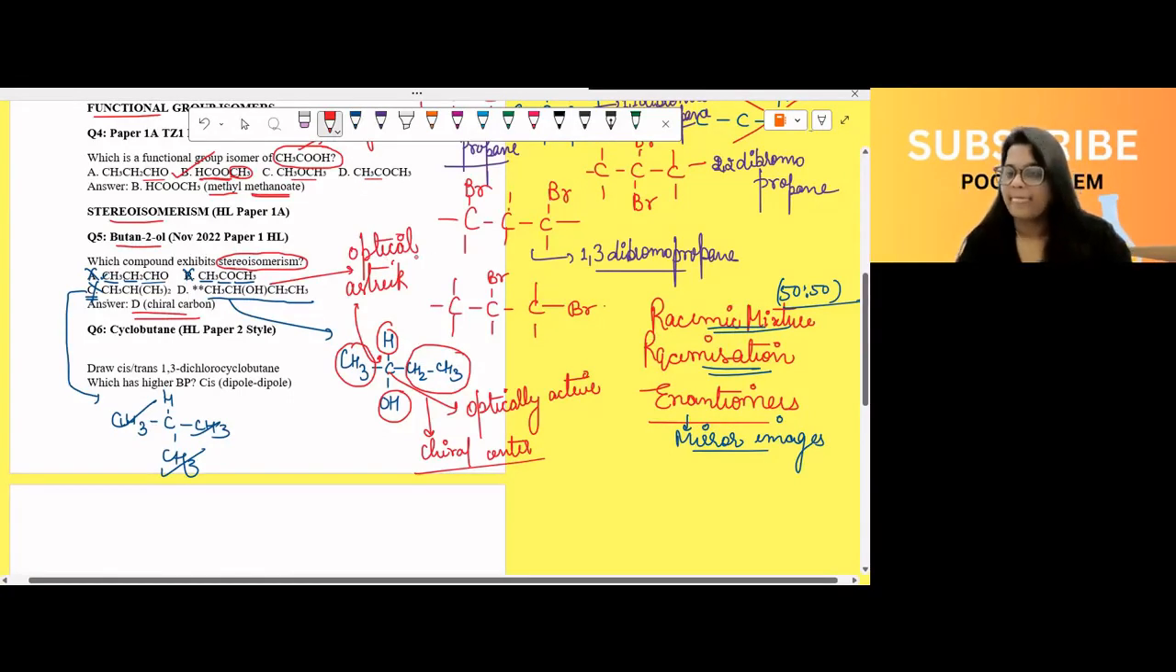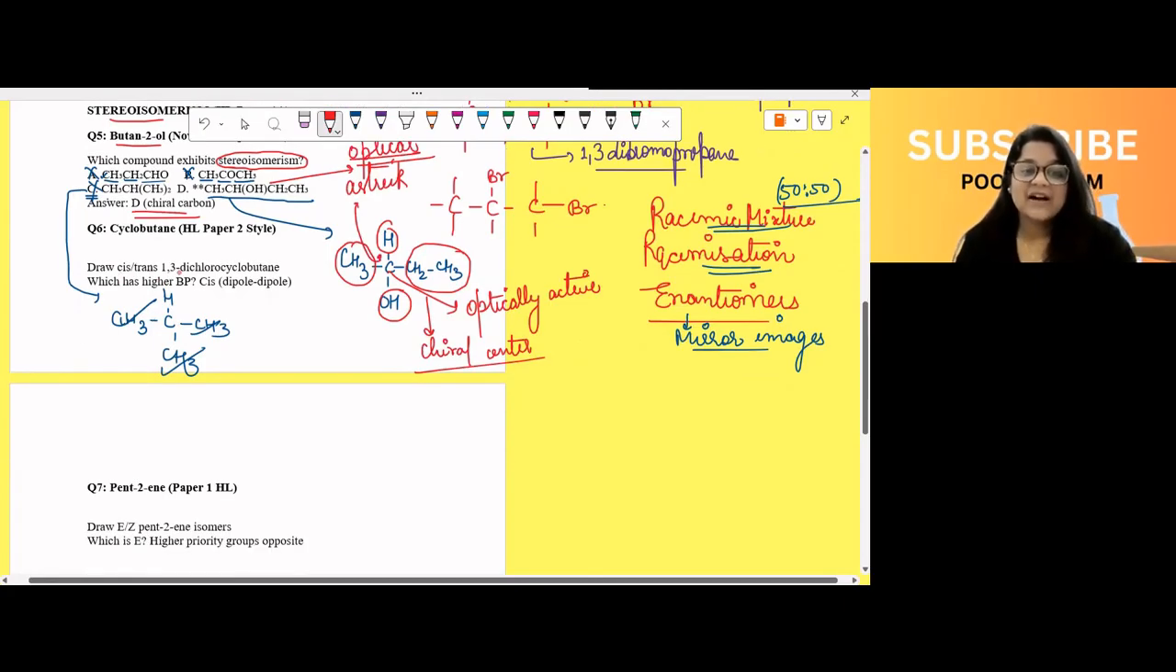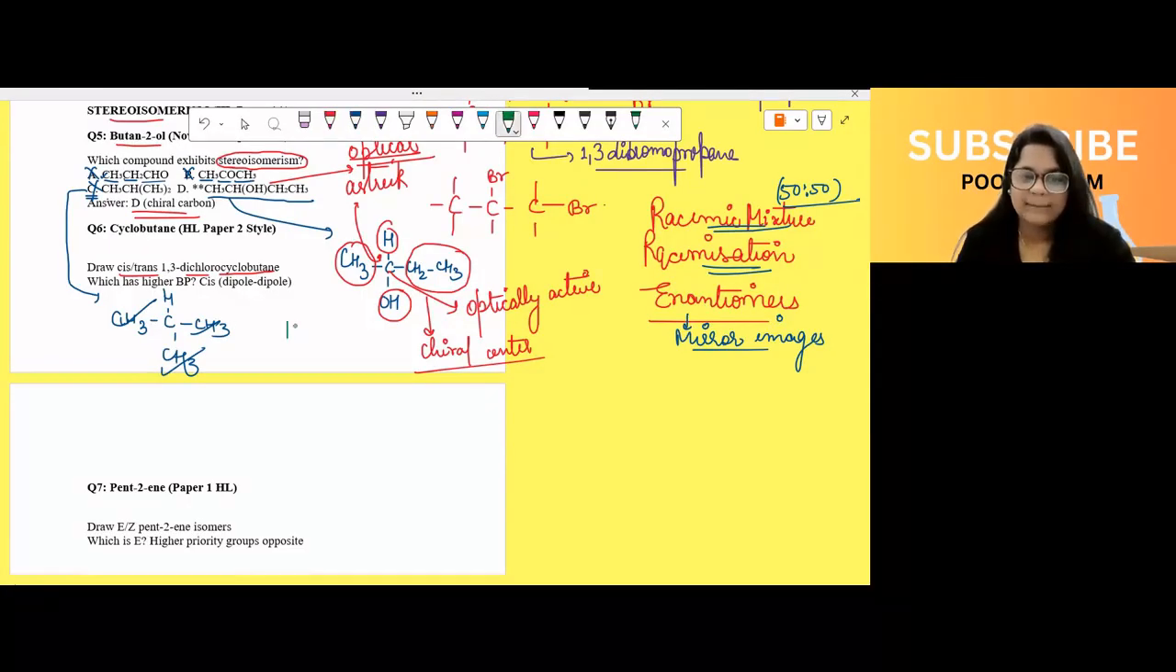Next, cis-trans dichlorocyclobutane. First let's draw cyclobutane. How does a cyclobutane look? Cyclo means a closed compound. But means 4 carbon, a compound made up of 4 carbons, right? 4 lines. So each point represents what? Each point represents 1 carbon, right? This looks like a skeletal diagram.